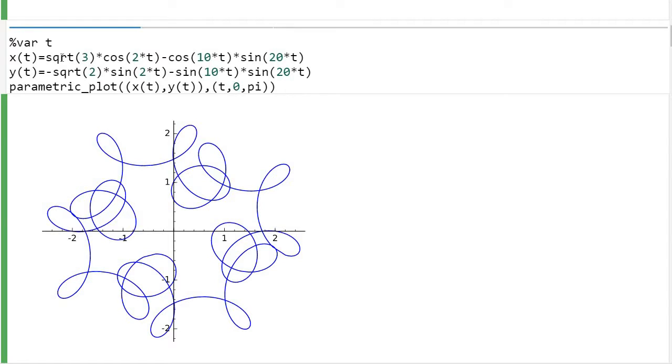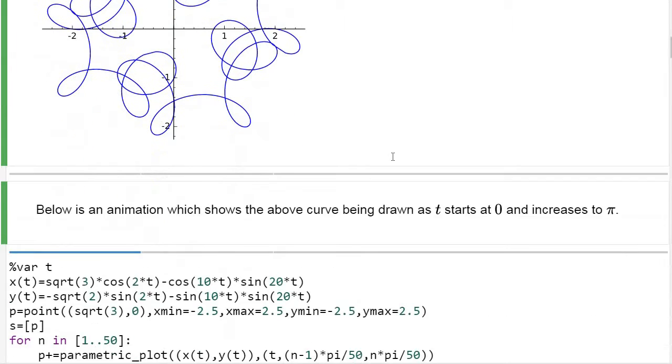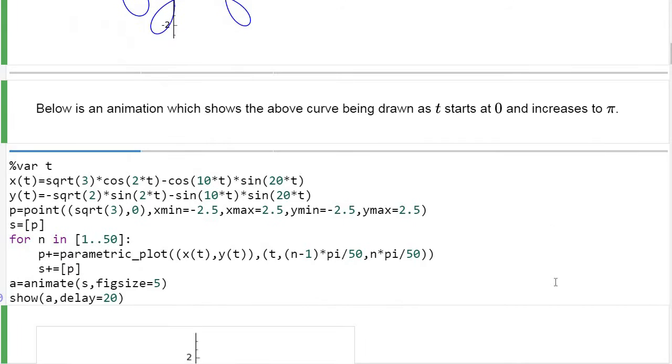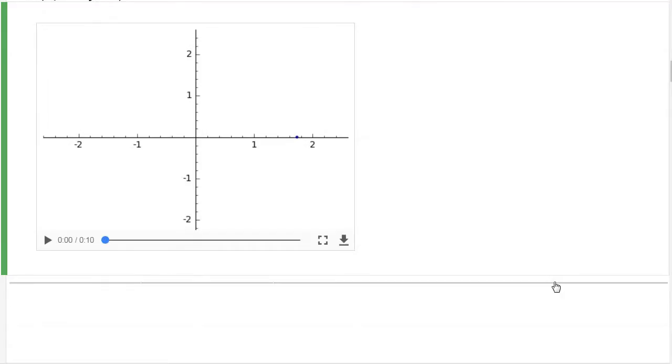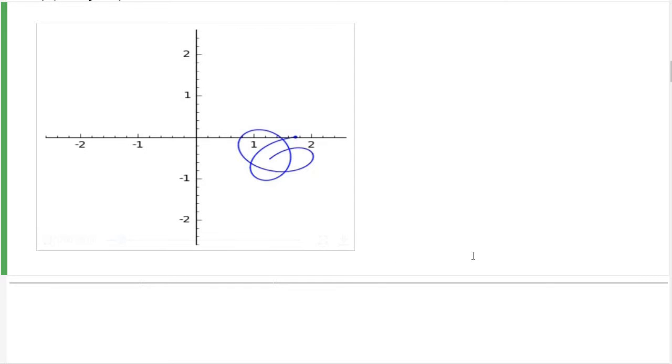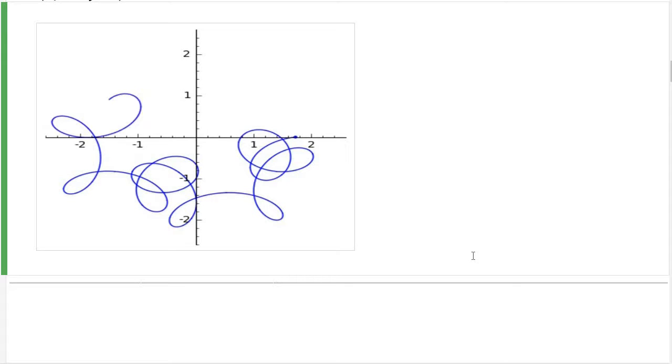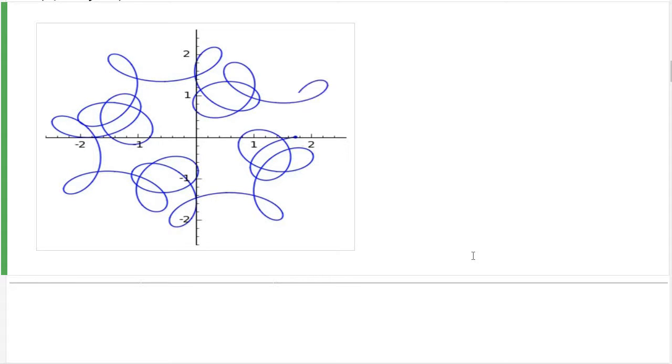You can see the definitions of x and y involve sine and cosine in various ways. And in this animation, I actually have this plot sort of built one by one. So t is going to start at 0, and it's going to move up until it reaches pi. And when t gets to pi, it's actually going to end up back at where it started. So here it goes. As t increases, the function moves along. It kind of traces these out, and then gets back where it started.